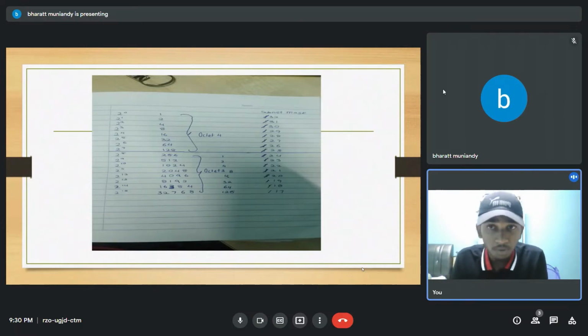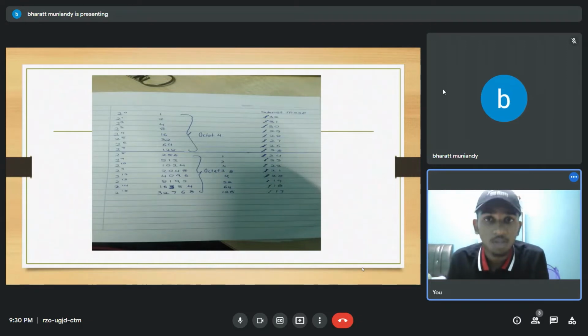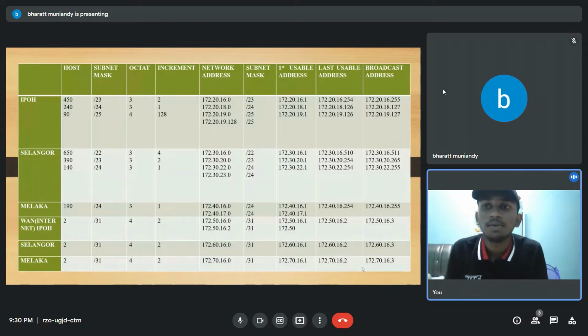After both the host and subnet mask have been matched, we need to figure out that the first 1, 2, 4, 8, 16, 32, 64, and 128 will be in octet 4, and the next, 256, 512, 1024, 2048, etc., will be in octet 3. To make it easier, octet 3 is labeled as 1, 2, 4, 8, 16, 32, 64, and 128, to make it easier to find the increment later.